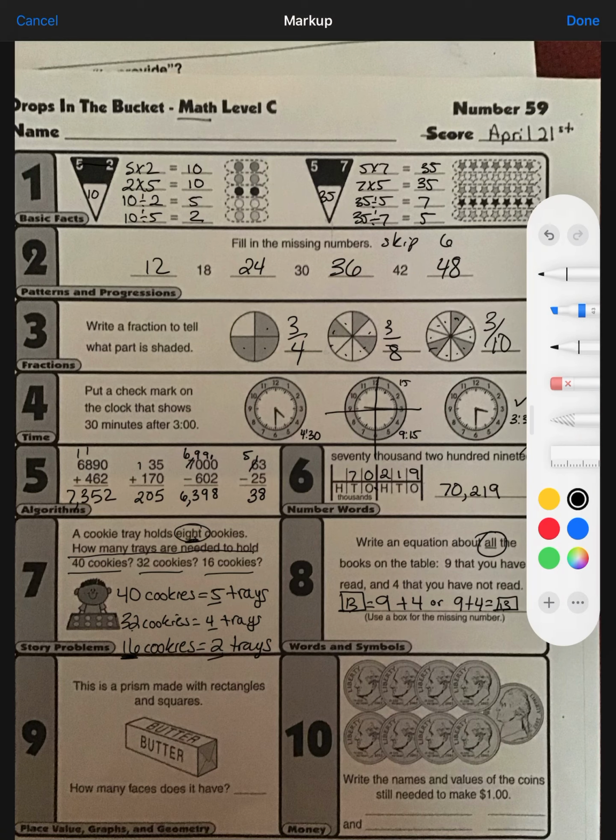Okay, number 9. This is a prism made of rectangles and squares. How many faces does it have? Okay, let me see if I can get my highlighter to work here. That's a face. That's 1, 2. Underneath is 3. On the other side is 4. Then you have the front 5 and the back 6. I'm counting 6.